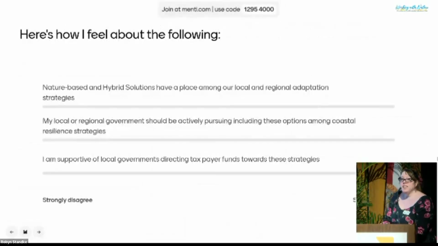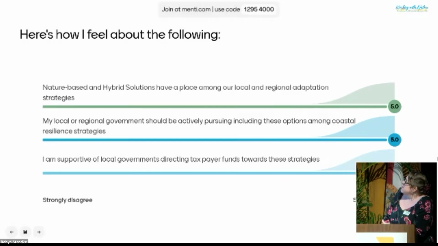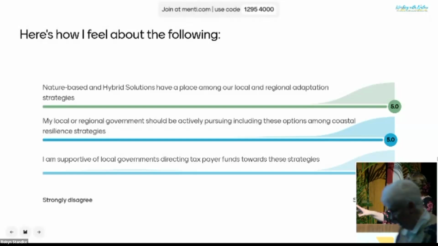Okay, so the way you're going to answer this is to use a scale, and it's going to ask you how you feel about the following. And we're just trying to get a pulse on how people feel about these statements. So do nature-based and hybrid solutions have a place among our local and regional adaptation strategies? And the way that question is structured is to say, amongst the multitude of strategies that we look at, my local or regional government should be actively pursuing including these options among coastal resilience strategies. And then the last one is I'm supportive of local governments directing taxpayer funds towards these strategies. And again, you've got a scale from strongly disagree to strongly agree.